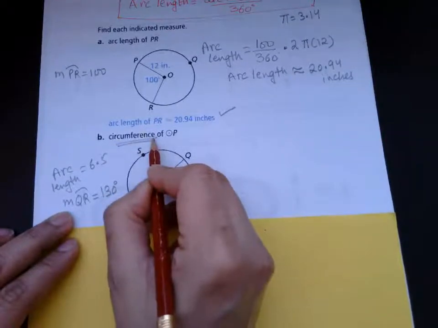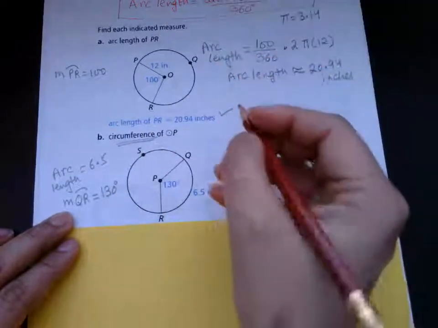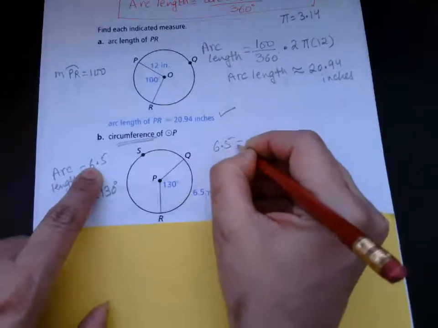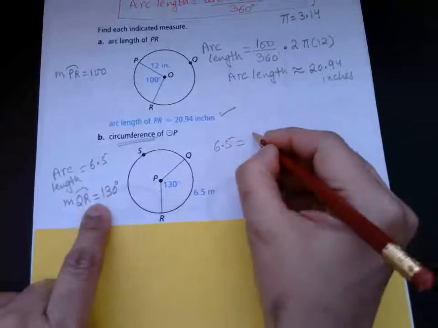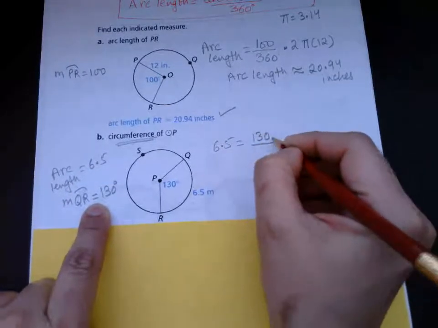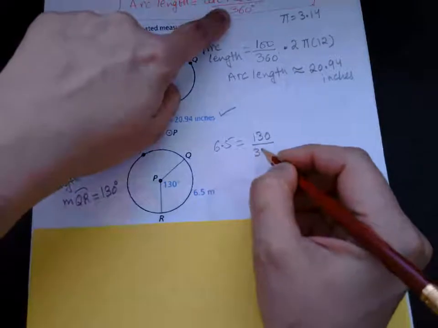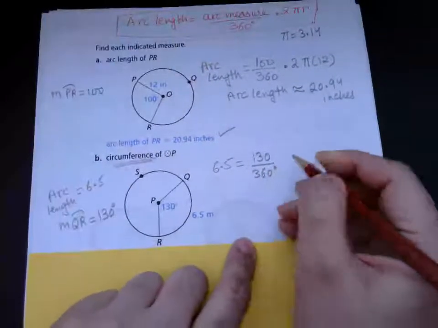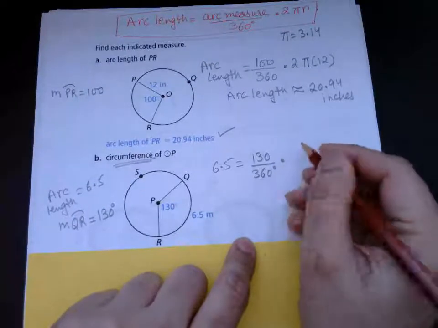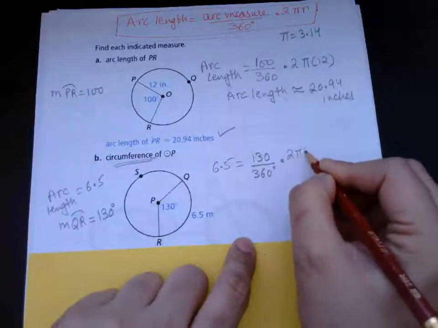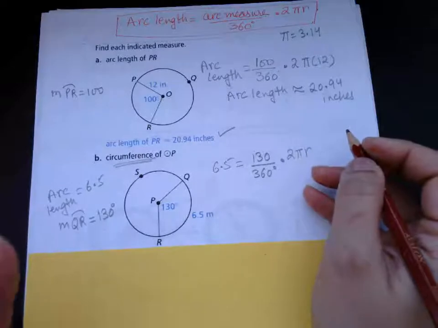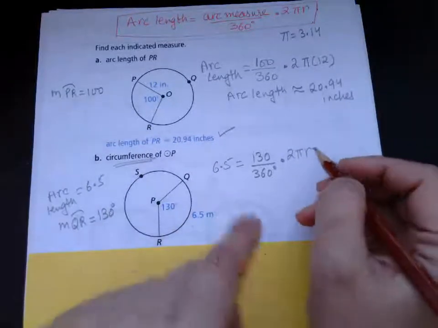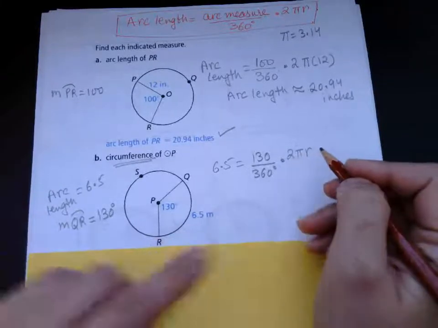They are asking about circumference. Let's plug everything in the formula. Arc length is 6.5. Measurement of arc is 130, divided by 360 because our formula says divided by 360, times 2 pi r. They are not specifically asking about radius. So they want 2 pi r, the circumference, in a chunk. So I don't have to simplify it. I can leave it there.